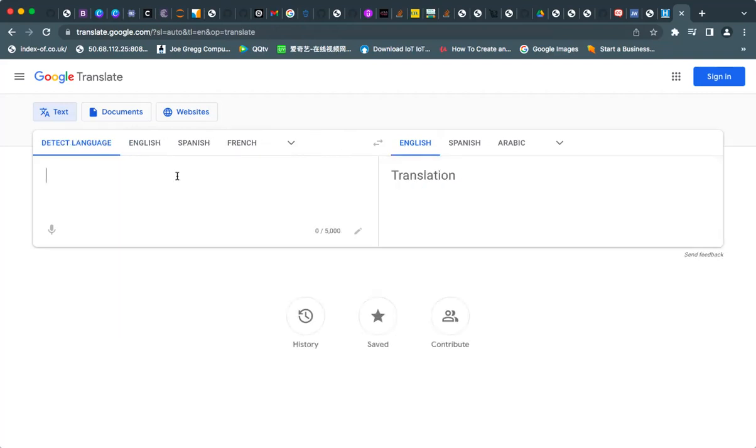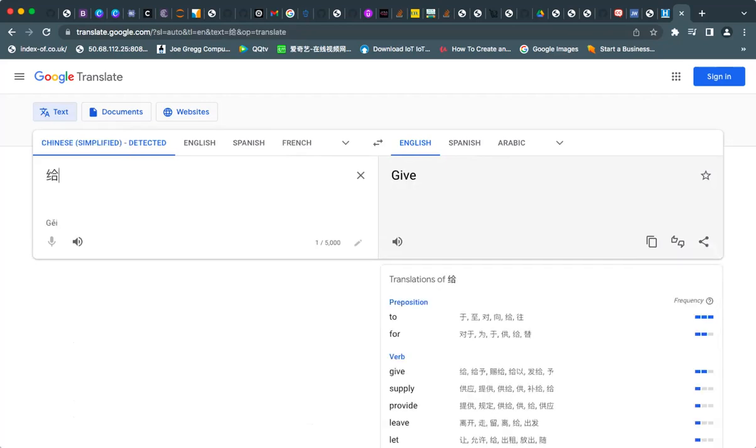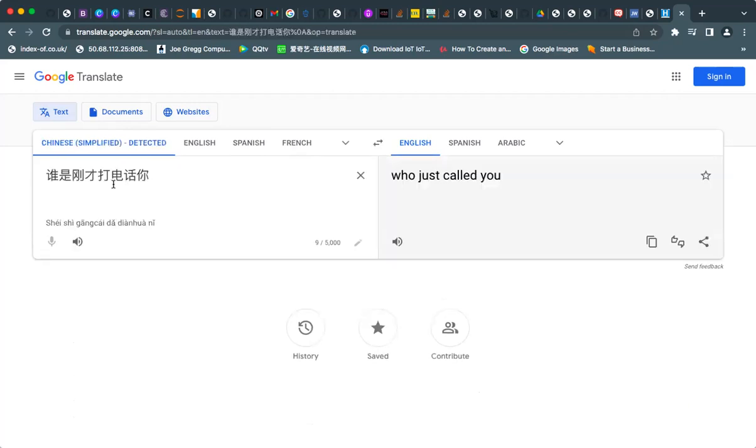To give. To get along with. To offer. To grant. Or like a present. First, gay, to give, right? So you see the word gay being used there. So if you say, we just called you, we'd say, who just gave you a call?